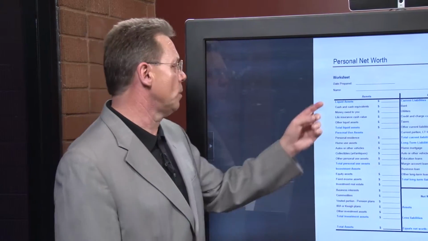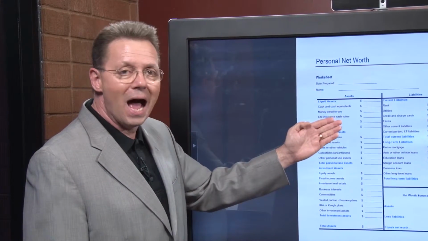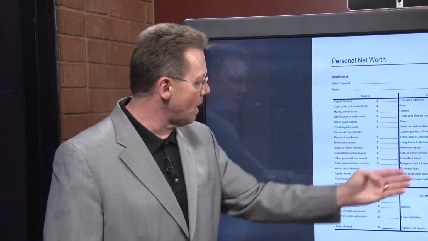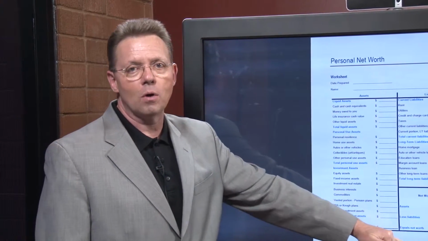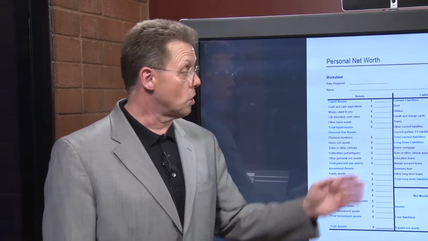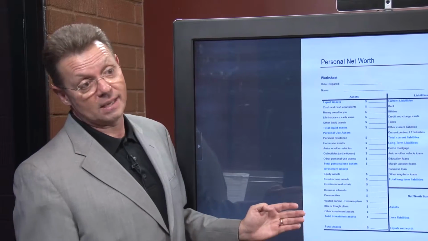So when I look at this, I put the name, the date, who prepared it, and then I walk through an itemized list, kind of a small list here, of assets and liabilities to determine net worth. It is possible, by the way, that you could have a negative net worth, where your liabilities were greater than your assets. Hopefully that's not the case.